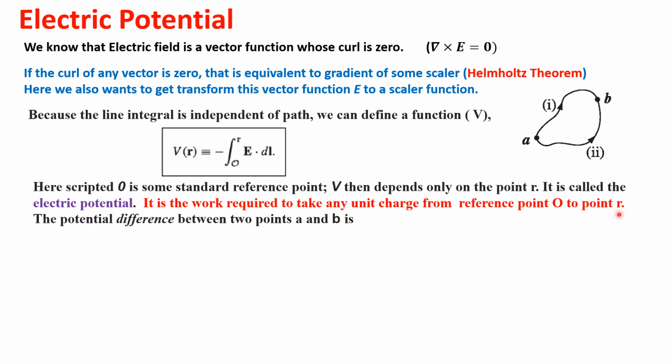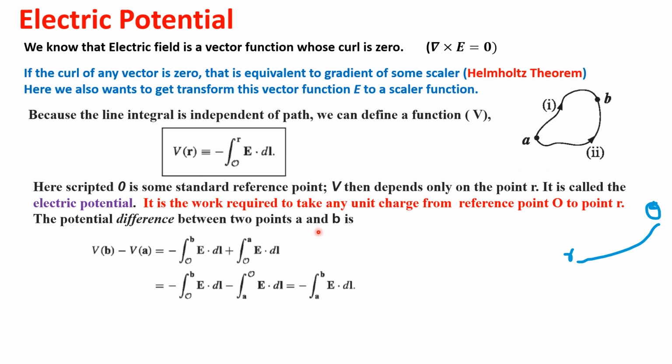And the difference between 2 points A and B can be written as V(B) minus V(A), equal to V(B) means minus the integral O to B E dot dl, minus, minus the integral O to A E dot dl, it will be plus, and if we rearrange the terms, minus O to B E dot dl, and if we change the limits O to A to A to O, then it will be E dot dl, and using the property of definite integrals it will be minus the integral A to B of E dot dl.